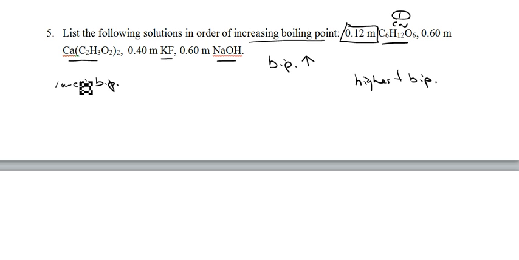The next one's 0.6 molal calcium acetate. This is ionic. Just be careful with this. This dissociates into 3 pieces. You're always going to have a positive ion and a negative ion. And then you look at the subscripts. So this is going to break into 3 pieces. This will break into 2 pieces because it's ionic, and this will break into 2 pieces because it's ionic. So this will go to 0.8. This will go to 0.12.